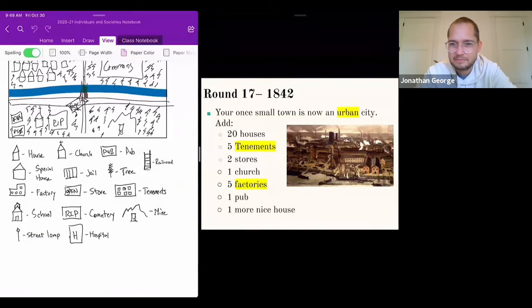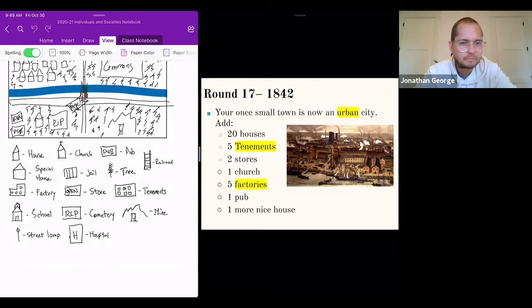And I'd say your factories don't need to be on the river right now. If you don't have space right along the river, you can put them a little bit further out from the river because the water's not powering the factories anymore. Your factories are now powered by burning coal and the steam from burning coal.